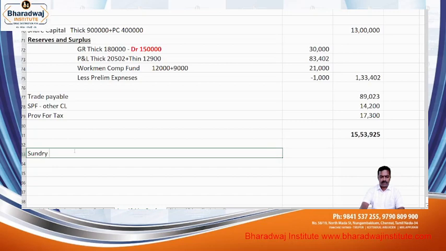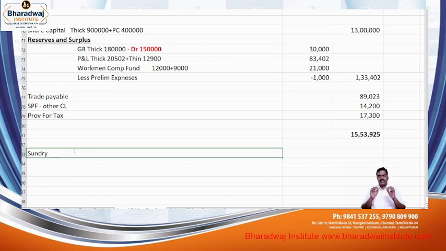Workman compensation fund, though, it's a kind of provision. It's not a provision, it's a reserve, a contingency reserve that we maintain. For example, if there is an accident or compensation only, we may use the workman compensation fund. It's a reserve that is maintained.